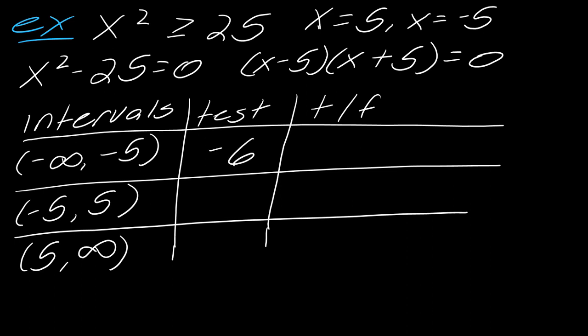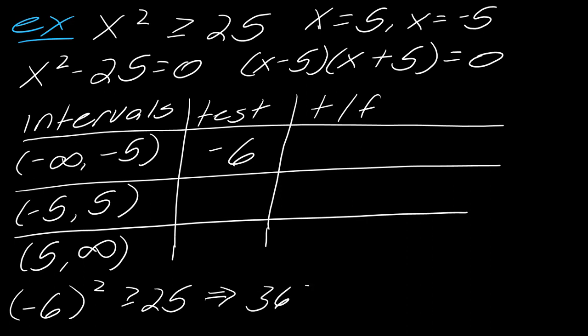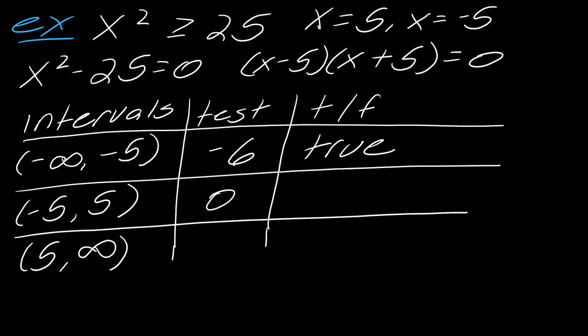So I'll choose -6. If I plug -6 into my original expression, I have -6 squared, is that greater than or equal to 25? So yes, 36 is greater than or equal to 25. So that is true for sure. Okay, so the next test point that I want to choose is 0. So I'll clear some space. And so that's going to give me that 0 is greater than or equal to 25. So that's definitely false, right?